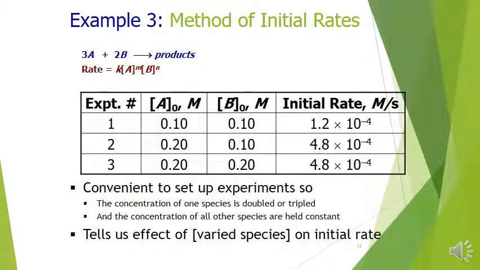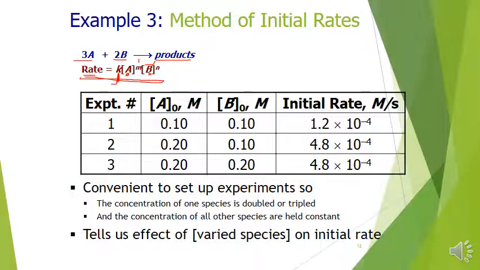Okay, so let's look at an experiment. You have 3A plus 2B, and it gives you product. We're not going to worry about the product because we're going to write the rate law in terms of reactants. So we have our rate law. We want to find k. So what we're going to do is try to figure out what k, m, and n are. We'll be able to vary A and vary B to come up with these values here.